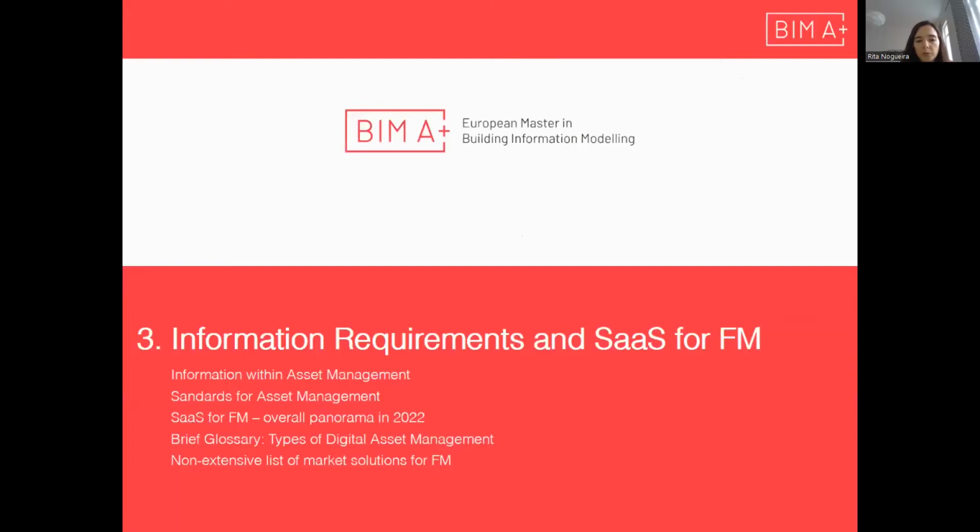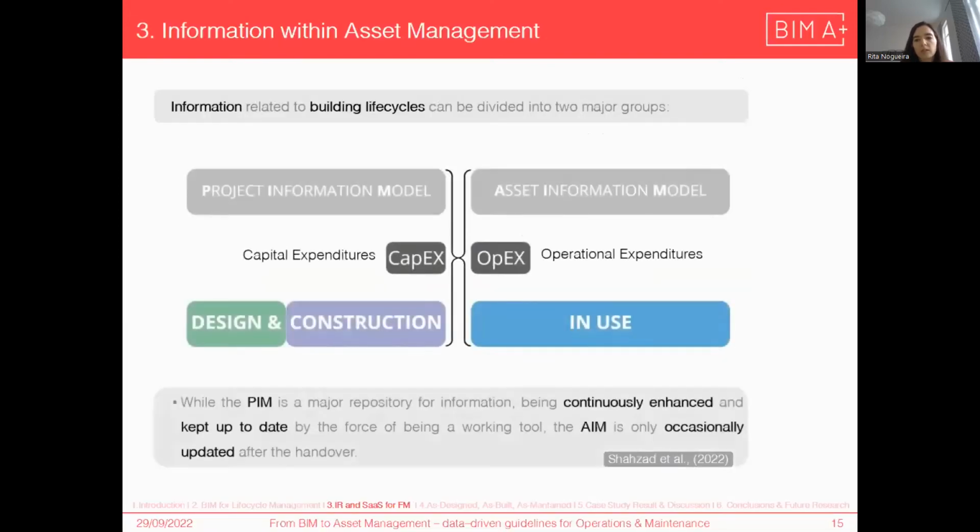So regarding the information requirements, expenses regarding the operation of a building are usually 4 times bigger than the costs within design and construction. So this is a huge difference. And while models during design and construction stages are continuously updated by designers and the design partners and so on, the same does not happen in the use stages, where the model is only occasionally updated. So this is an issue because it should be updated more often as it's consuming more of the budget of the project, but it's not happening.